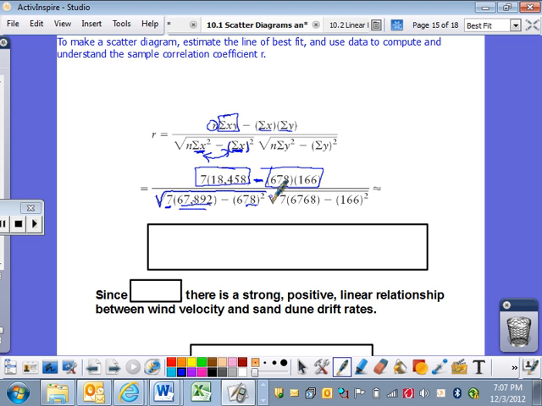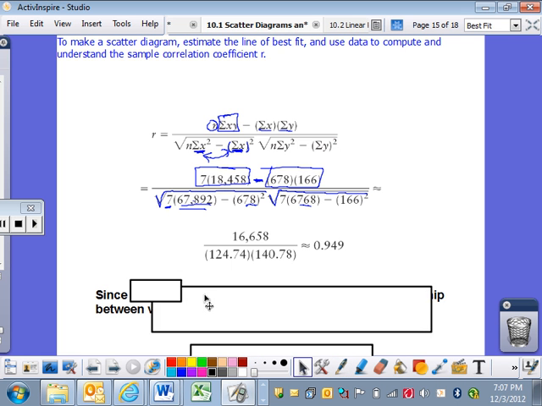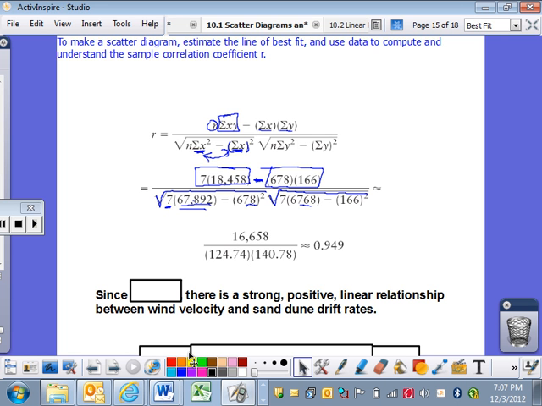Then you do the other radical, and it's very similar. Okay, so n times the sum of y squared minus the sum of y, squared. Now you're going to have this formula. You just need to practice calculating it. So the top should be 16,658.